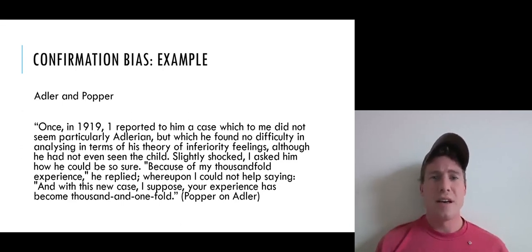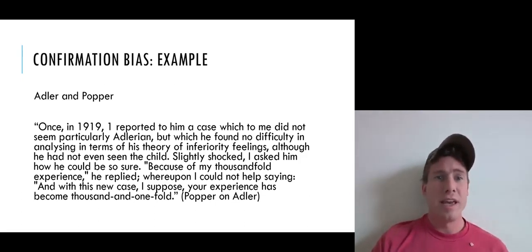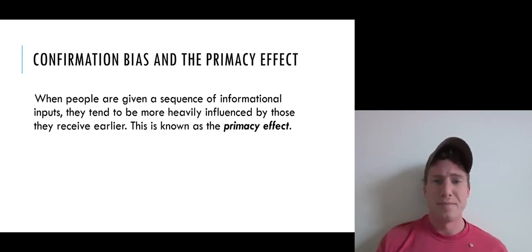So Popper's basic objection to Adler here is, look, you were going to take this new case, this report I'm giving you about this child, to be evidence for your theory or confirming of your theory, regardless of what I was actually reporting about the child. I could have said the child had this particular set of feelings, or the child lacked this particular set of feelings. And either way, you would have tried to analyze it in terms of your theory and taken that as additional support for your theory, right? It would be an egregious sort of case of confirmation bias.